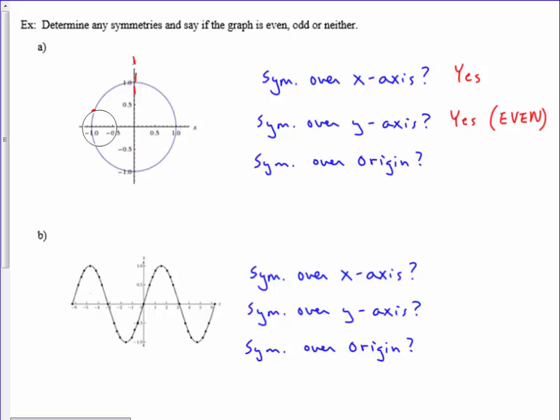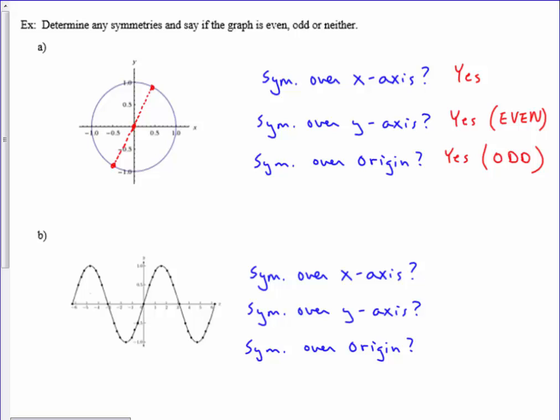Symmetry over the origin. That means that if you look at the origin, then there must be, for each point equal distance here, there must also be another point equal distance here. And that must happen for every single point. And we see that that does, in fact, happen. Now, because our answer is yes for symmetry over the origin, we also say that the function is odd.